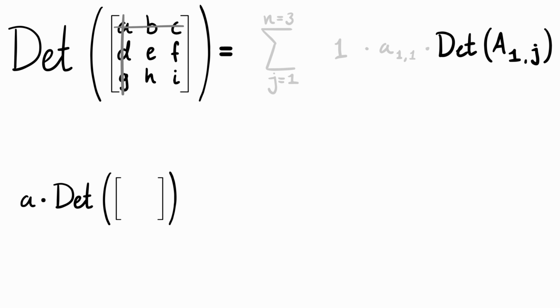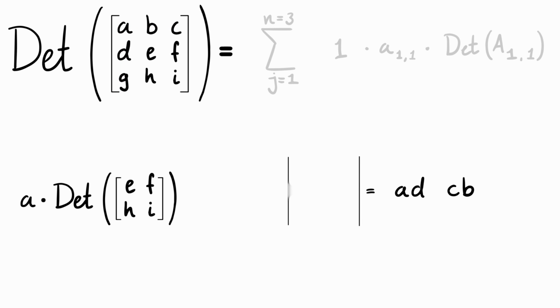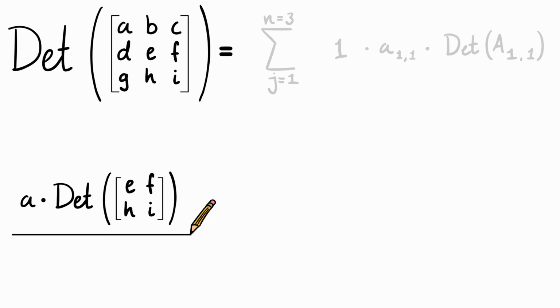Now this last factor here is itself a determinant. Once again we'll substitute J for 1, and you'll see that we're asked to find the determinant of the matrix A1,1. And that is simply the matrix A without the first row or the first column. That gives you a new 2x2 matrix with the entries E, F, H, I. This is great, because we already know how to compute determinants of 2x2 matrices. And that's it. That's our complete first term.